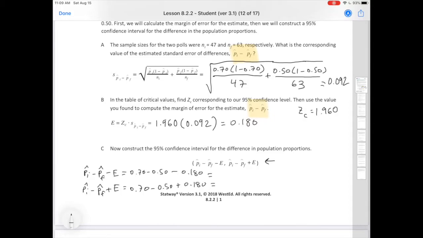So what do we get if we subtract those? 0.2 minus 0.18 is 0.02. And then 0.2 plus 0.18, and we work that out, we get 0.38. Okay? So our confidence interval then is 0.02 until 0.38. This is our 95% confidence interval.